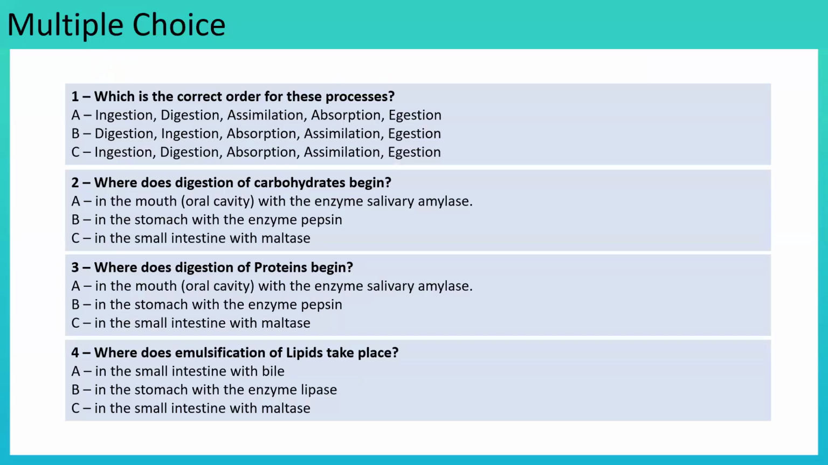So, quick look through some questions. Which is the correct order of the processes? Where does digestion of carbohydrates begin? Where does digestion of proteins begin? And where does the emulsification of lipids take place? Have a quick think through and see what you can remember.